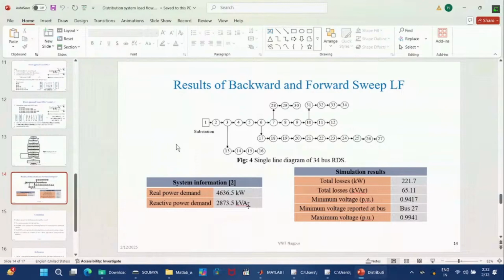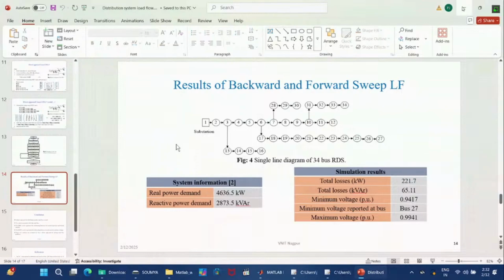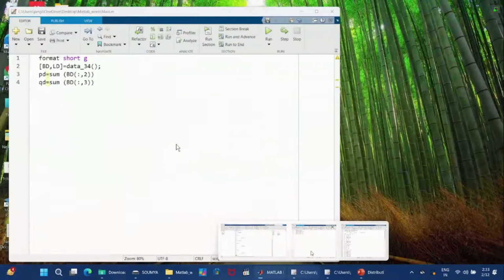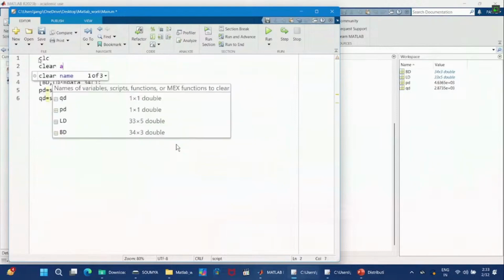Now we'll try to formulate this backward forward sweep method, and we'll try to calculate whether this loss is achieved or not. So here, write a few more things. CLC, clear all.